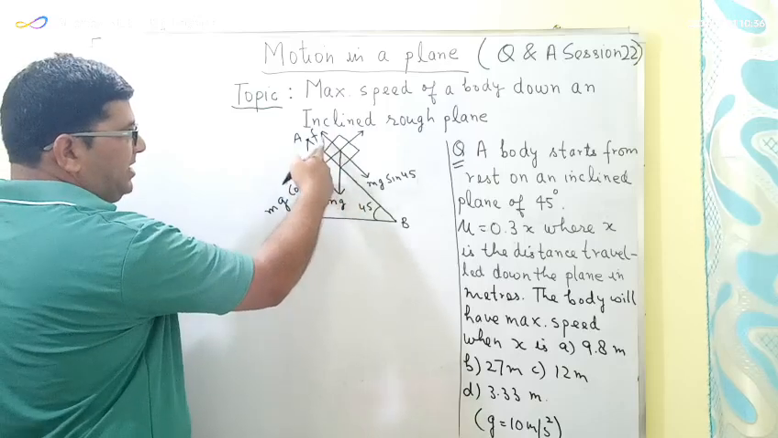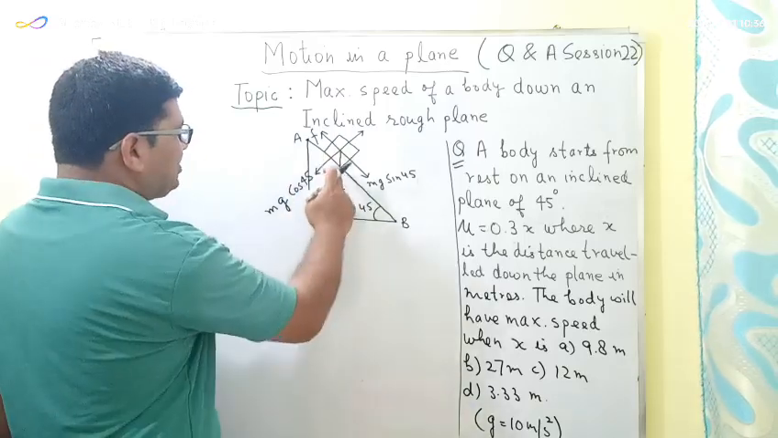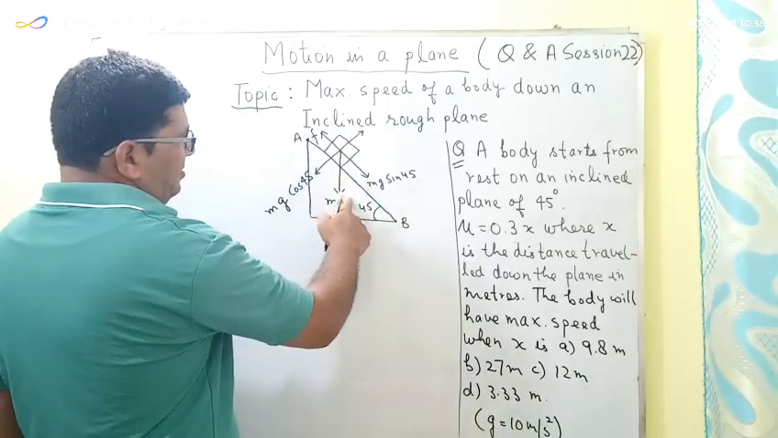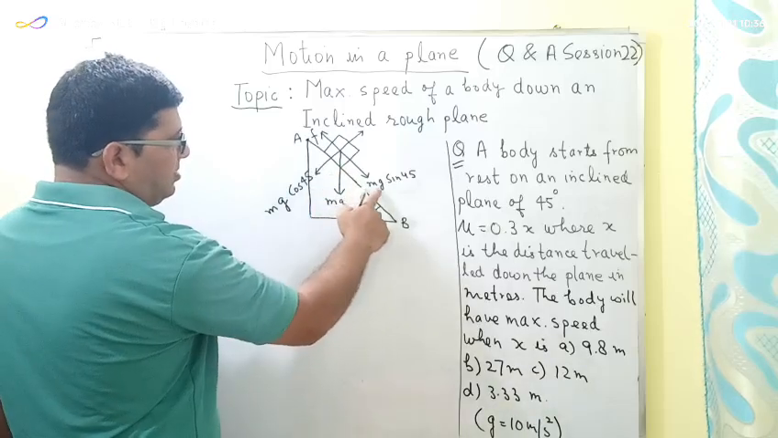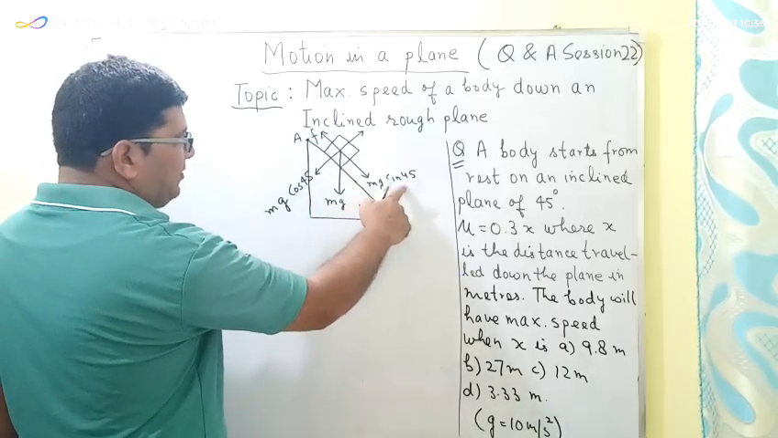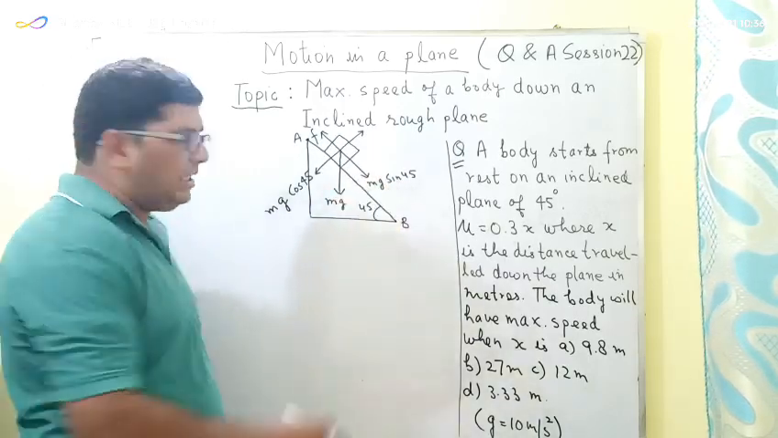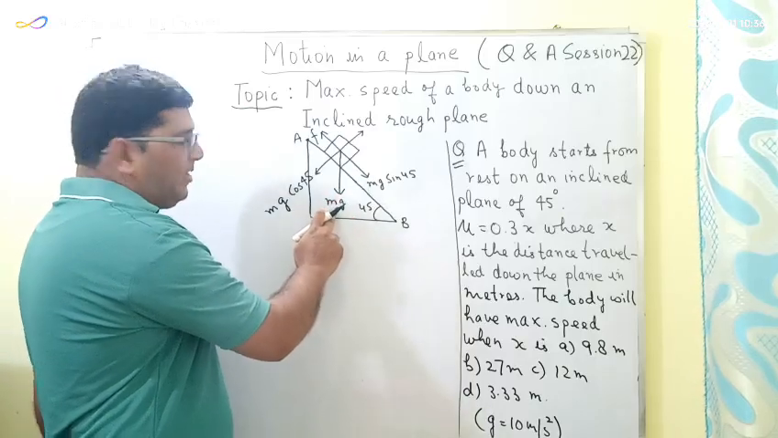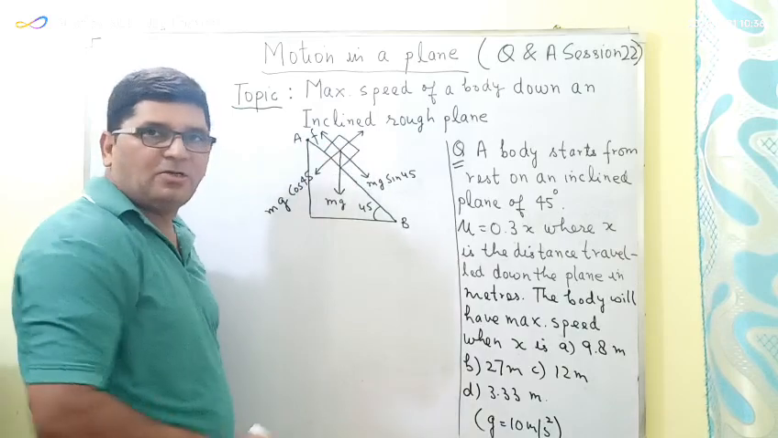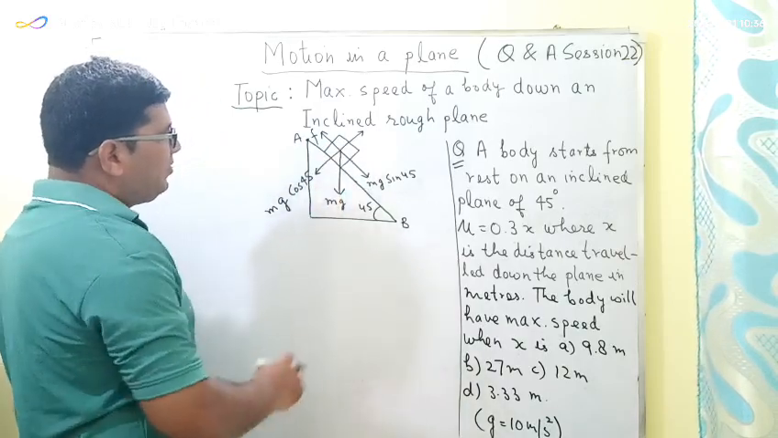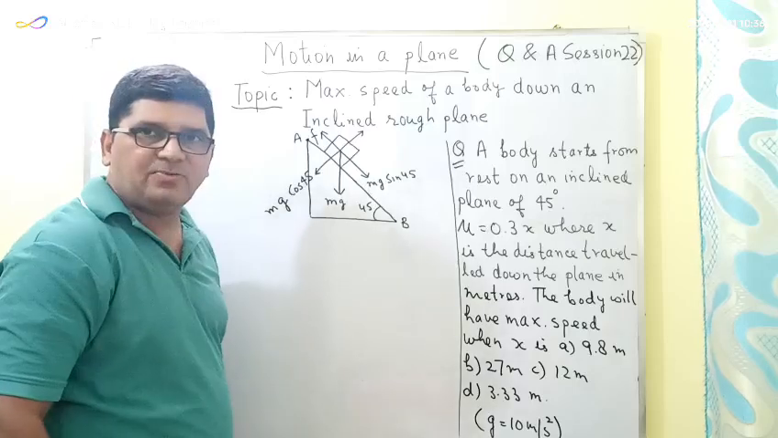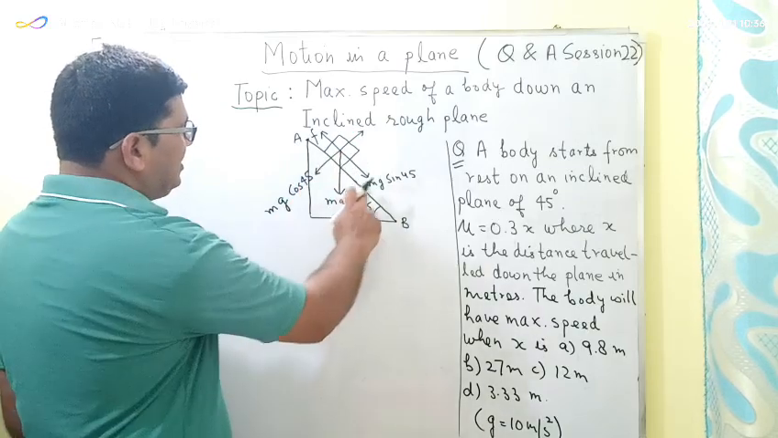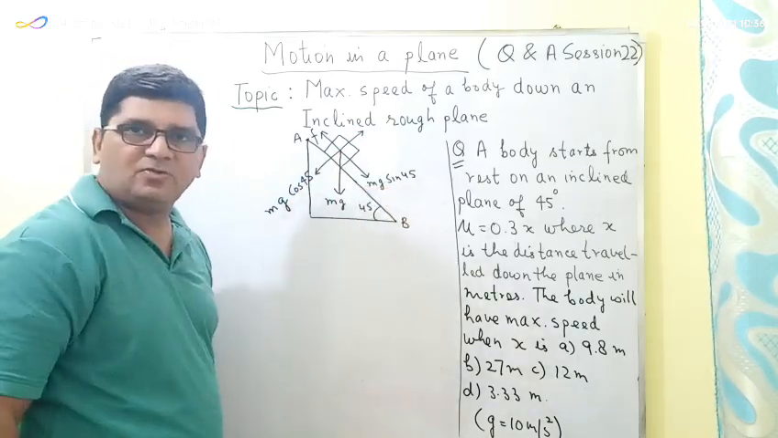Now when it is coming down this inclined plane, it will be subjected to the weight component. It will be subjected to a force equal to mg sin 45, which is acting parallel to the inclined plane, and this is the component of the weight mg. The weight is acting vertically downward. I have resolved this weight into two components. One component is parallel to the inclined plane, equal to mg sin 45, and the other is perpendicular to the inclined plane. So mg sin 45 is acting in the downward direction.